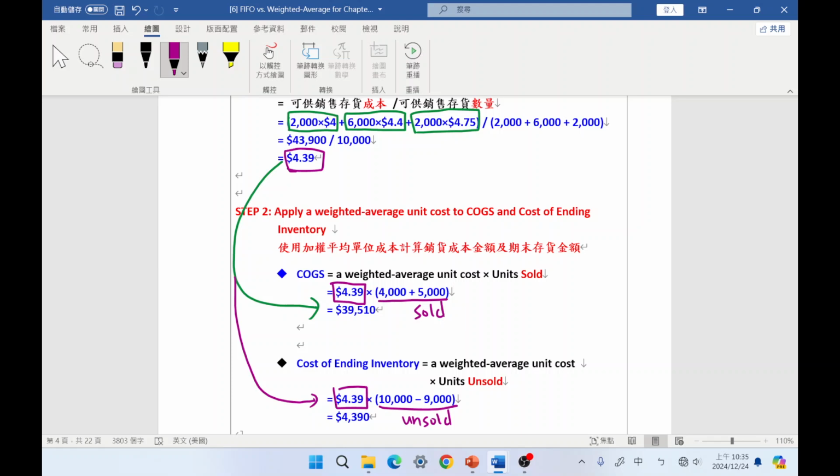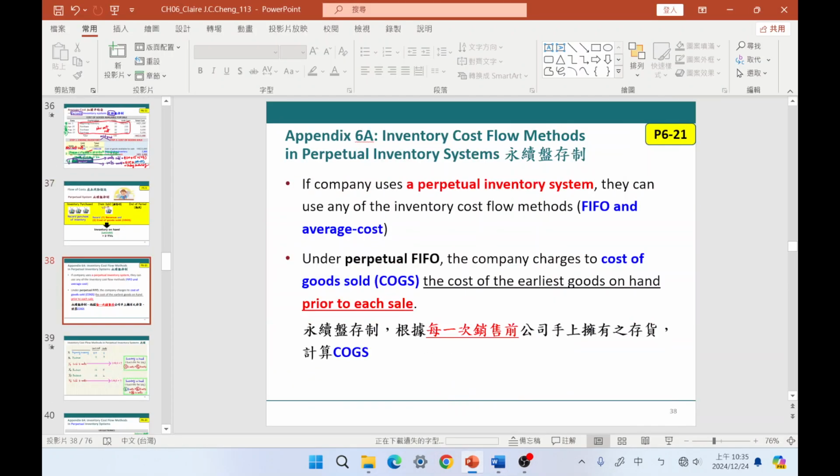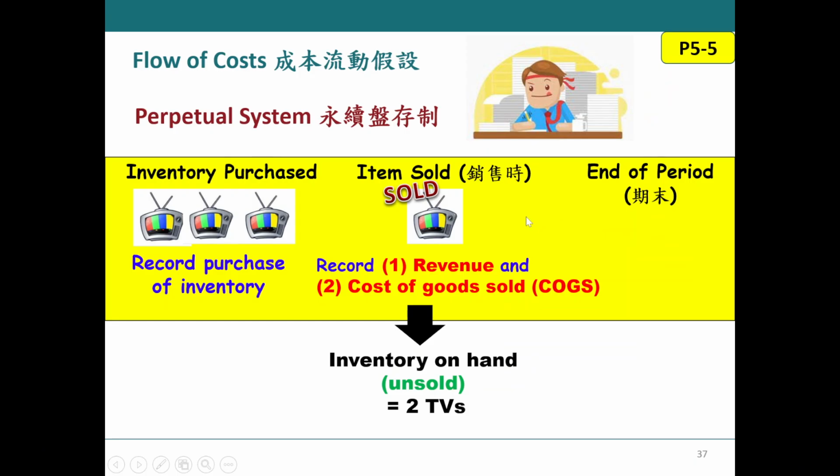Okay, so right now we become hard worker, perpetual. Okay, so when you are the hard worker, perpetual 永续盘存制, remember date is very important. Okay, date. Are you done already? Okay, so let's go to hard worker, perpetual. On your slide, page 37. Slide page 37. When you are hard worker, perpetual, 永续盘存制.